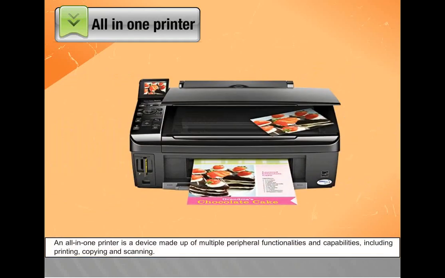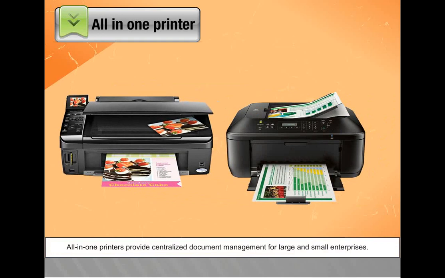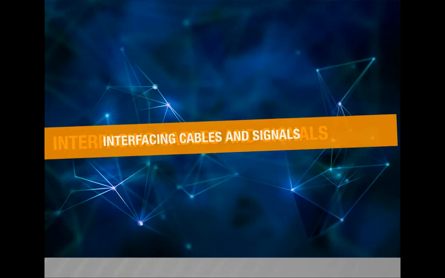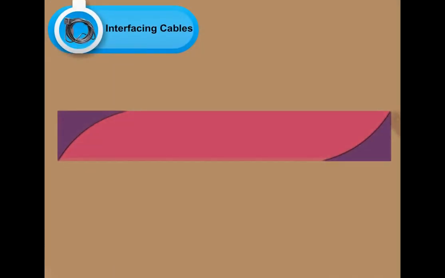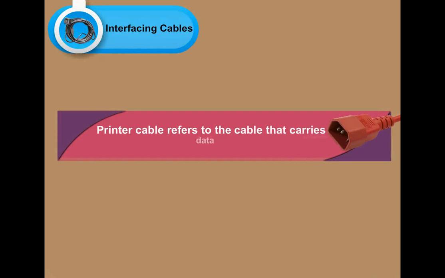All-in-one printer. An all-in-one printer is a device made up of multiple peripheral functionalities and capabilities, including printing, copying, and scanning. All-in-one printers provide centralized document management for large and small enterprises. Interfacing cables and signals. In this video, we will learn about interfacing cables and signals in printer. Interfacing cables. Printer cable refers to the cable that carries data between a computer and a printer.